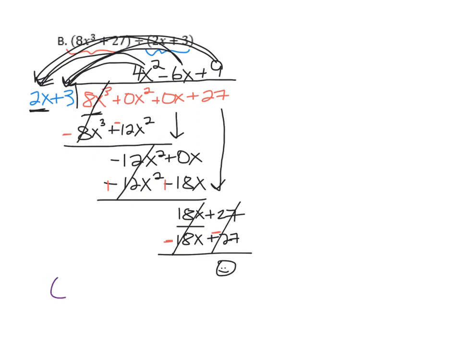Our quotient then is just 4x squared minus 6x plus 9. That means the divisor goes in evenly to the dividend. And notice that our quotient has one less degree than our original dividend did.